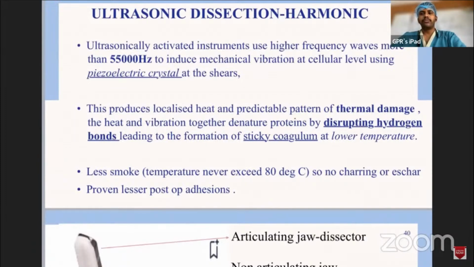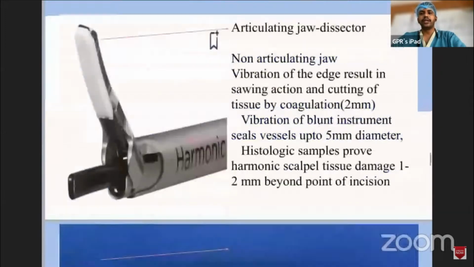It uses a waveform of more than 55,000 hertz produced by the piezoelectric effect at the tip of the active shear. This disrupts the hydrogen bonds within the tissue and produces a sticky coagulum at lower temperature. The temperature produced by the Harmonic will be not more than 80 degrees centigrade, and it produces comparatively lesser charring as well as lesser smoke. The amount of post-operative adhesions is also comparatively lower. This is the articulating jaw in the upper, and the lower is the passive, non-articulating jaw, which is nothing but an insulator. So in a Harmonic, only the active jaw will be moving, not the passive jaw.